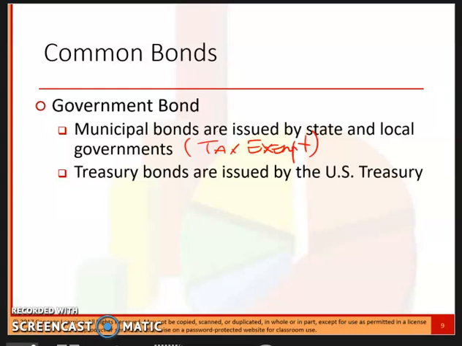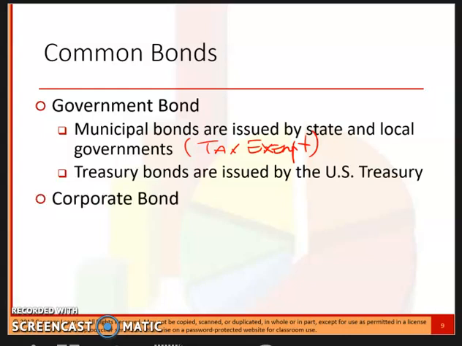So for example, a State of Texas bond, if you bought that, you would not pay federal income tax on that. You also, if Texas had an income tax, you wouldn't pay state income tax on it as well. Treasury bonds are issued by the U.S. Treasury. They are exempt from local taxes.